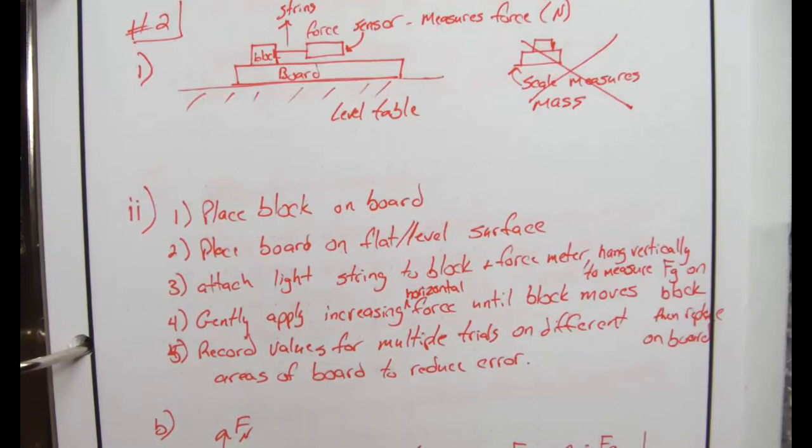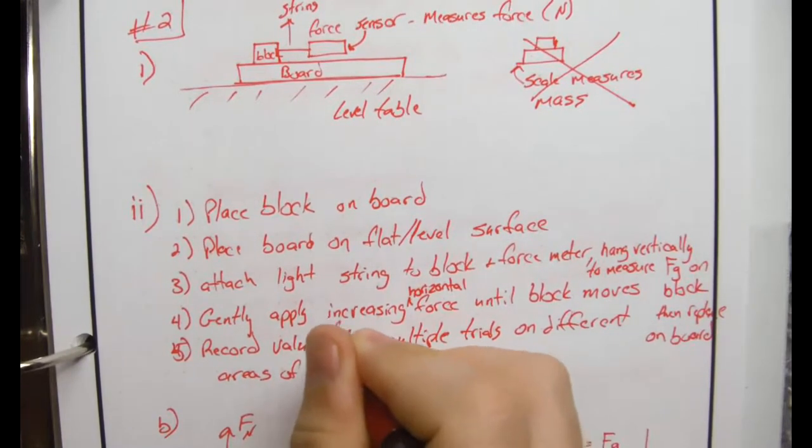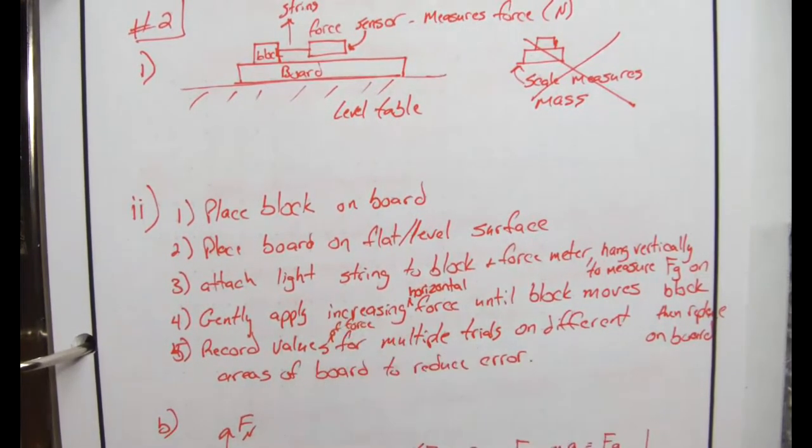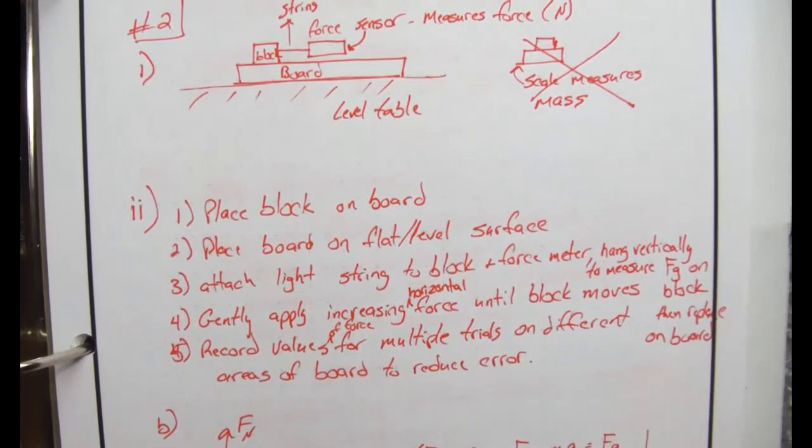Gently apply increasing horizontal force until the block moves. I probably need to say increasing horizontal force on the block-string-force meter system until it moves. Record the values, and I probably should add in there values of force, and do multiple trials on different areas of the board to reduce error.